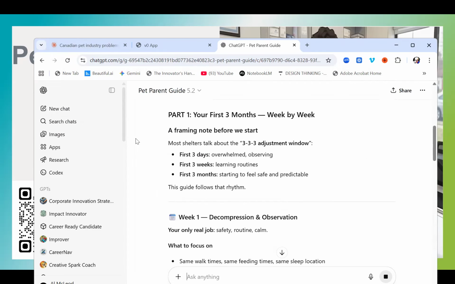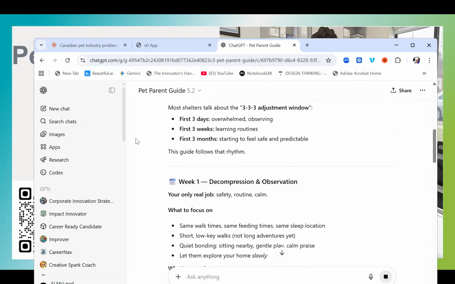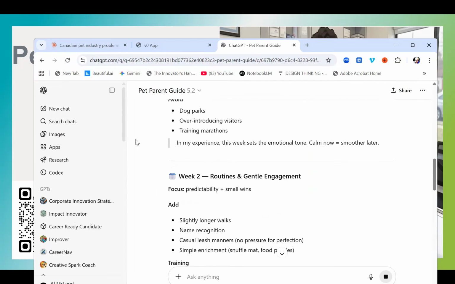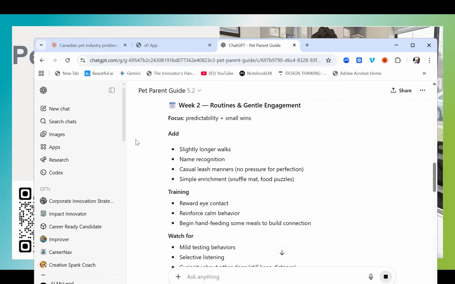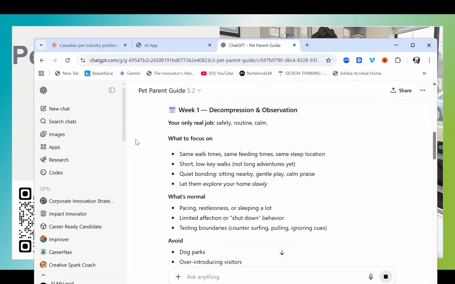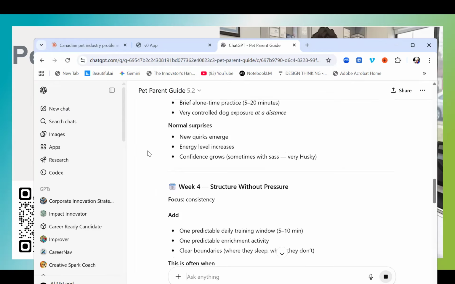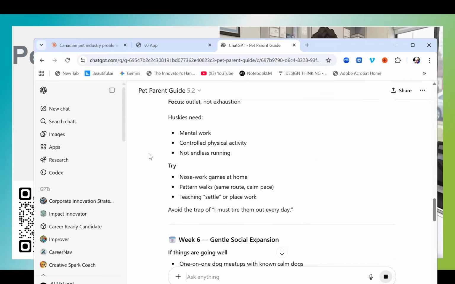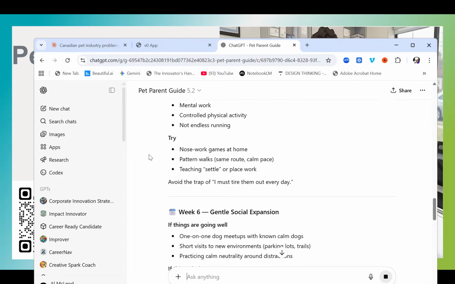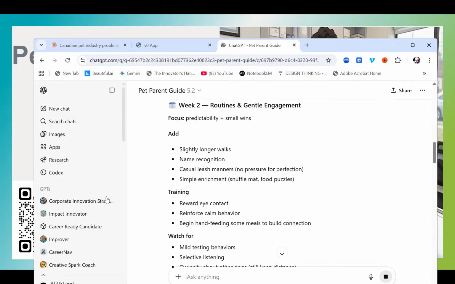So part one, your first 3 months, week by week. And here you go, week one, decompression and observation. Week two, routines and gentle enablement. It tells you what not to do, like dog parks, over-introducing visitors, stuff like that. But as you can see, it's quite comprehensive and you can dig into any part as well. Absolutely. Okay, here's another one.